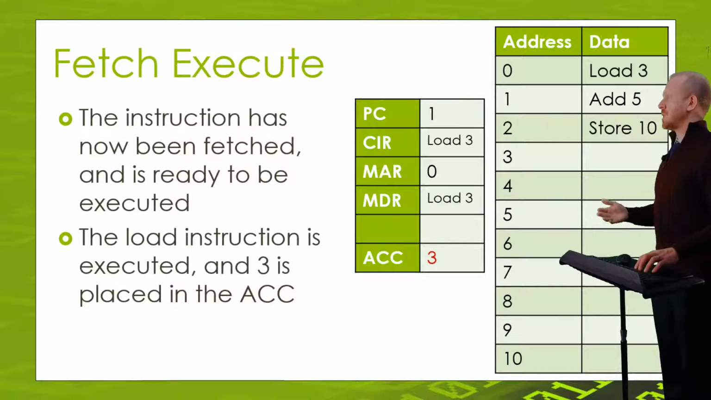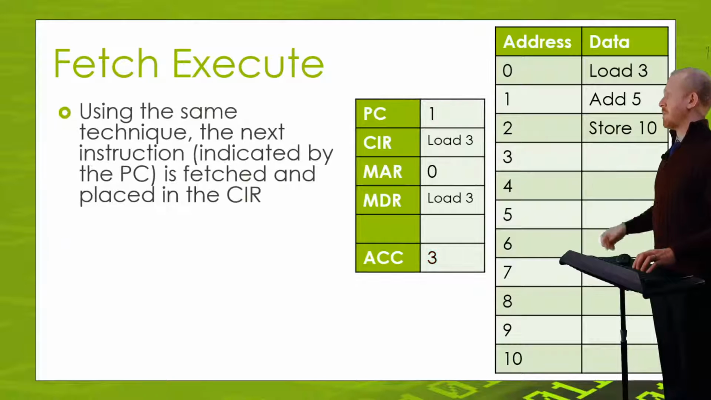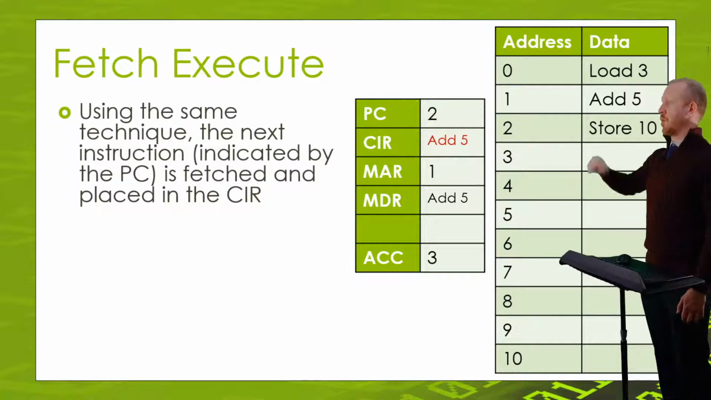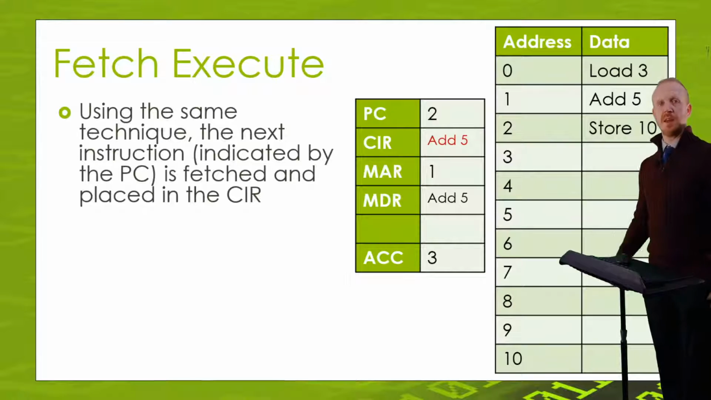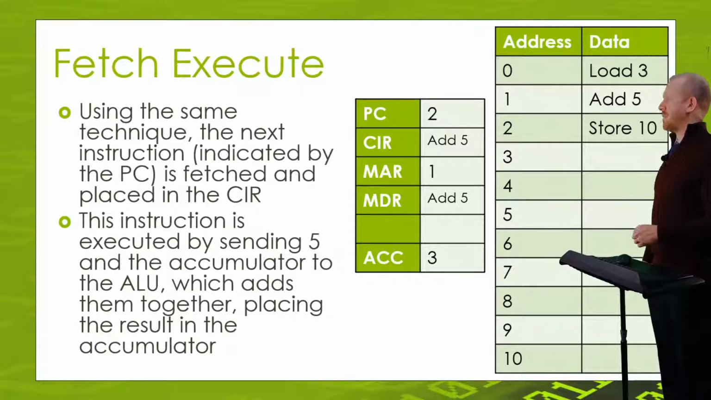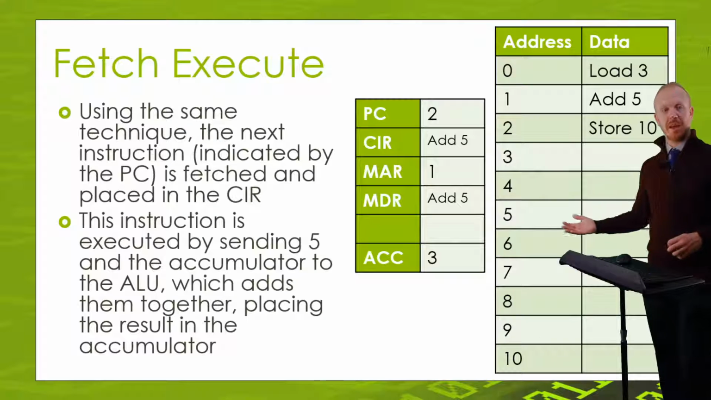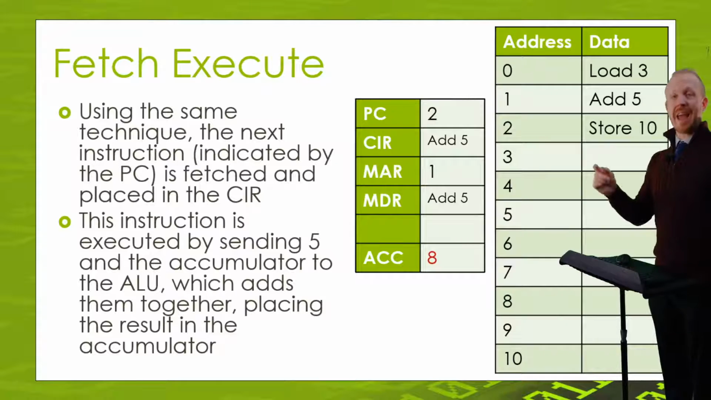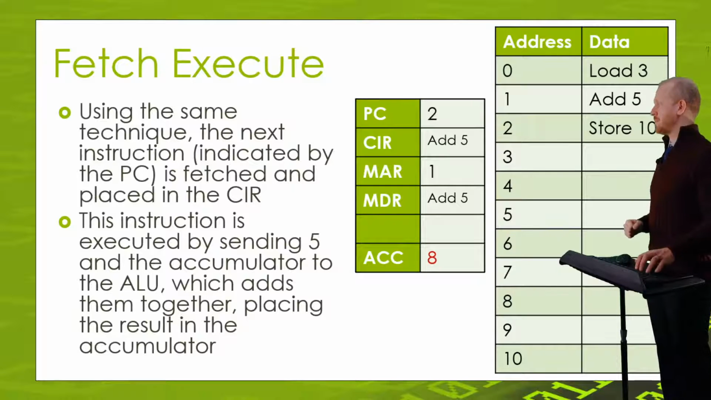So 1 goes into the memory address register, add 5 appears in the memory data register, and then we copy that over into the current instruction register, and then we'll fetch the next one. We execute it because we need to add 5 to the accumulator. So both 3 and 5 are sent to the arithmetic and logic unit. The addition is done there, and 8 is put back into the accumulator.